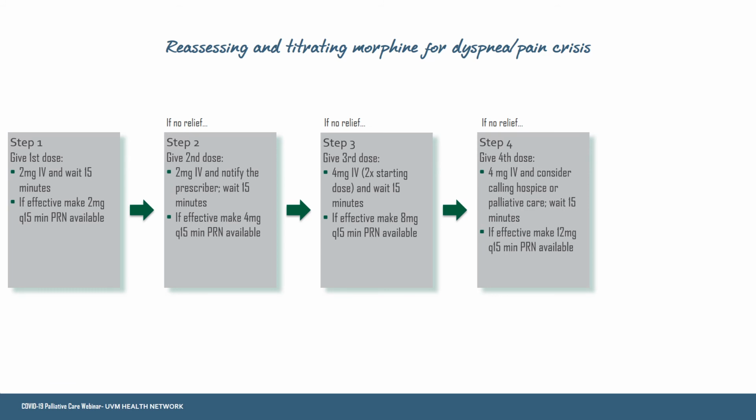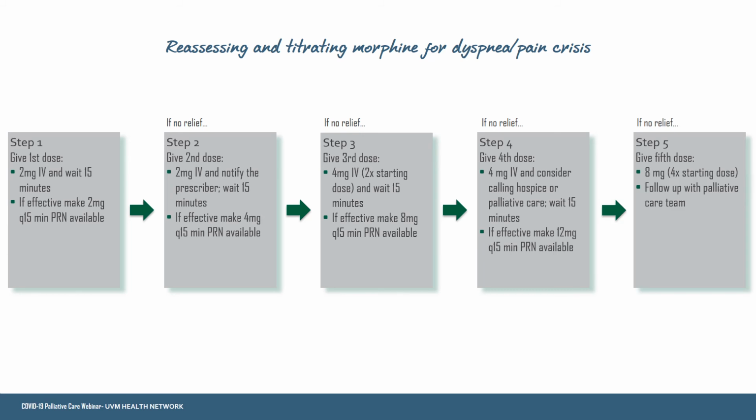Repeat the 4 milligram dose and consider calling a hospice or palliative medicine specialist. Wait until peak effect, or 15 minutes. If this is effective, order 12 milligrams every 15 minutes. You may choose to reduce this dose by 25 to 50% if you're concerned for side effects. If there's no relief after that additional dose, then move to step 5.